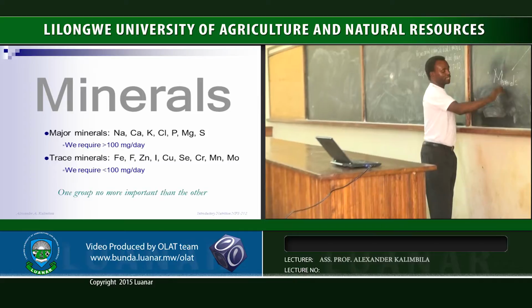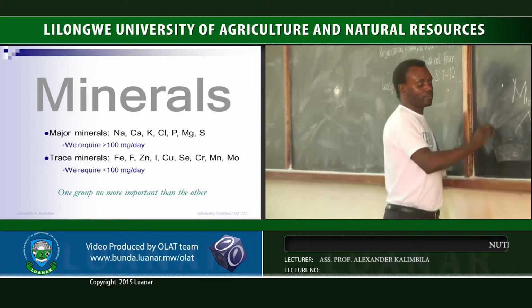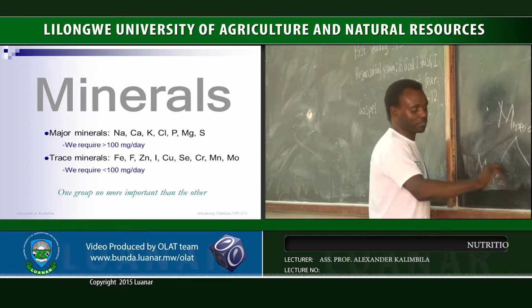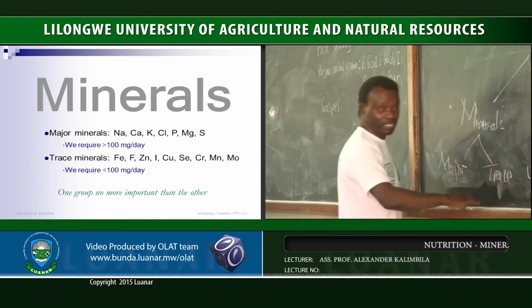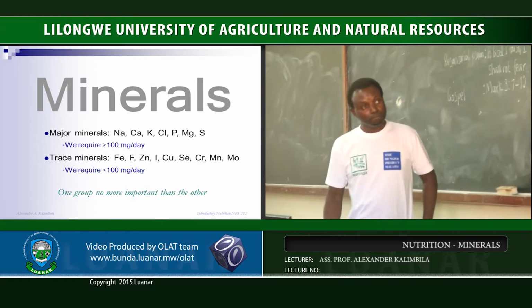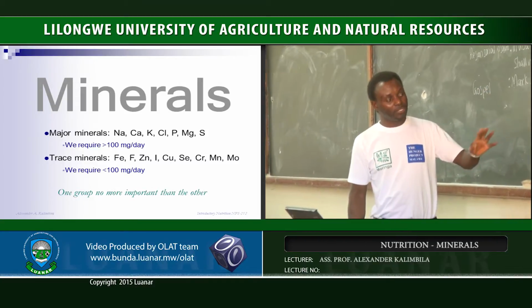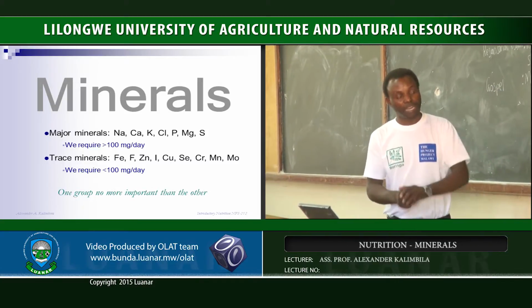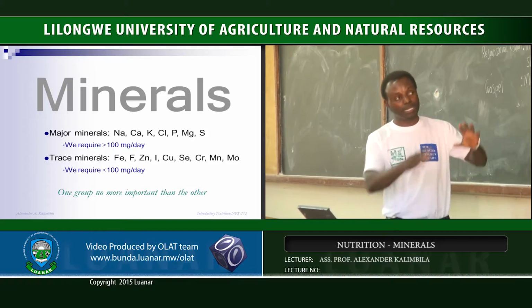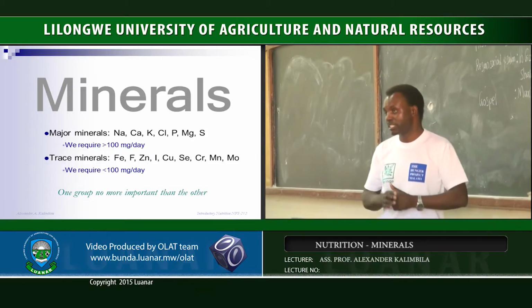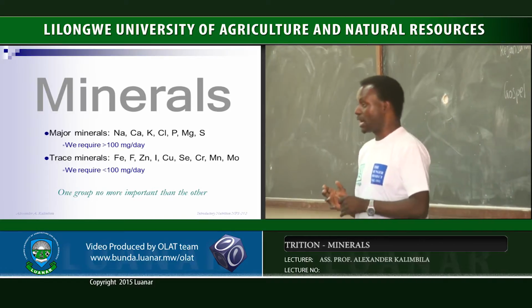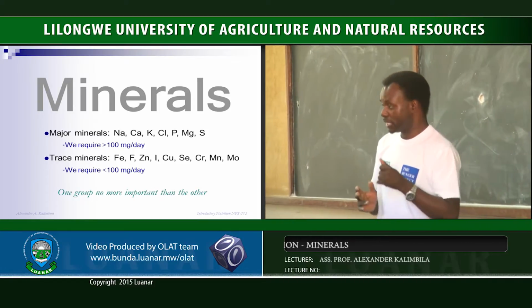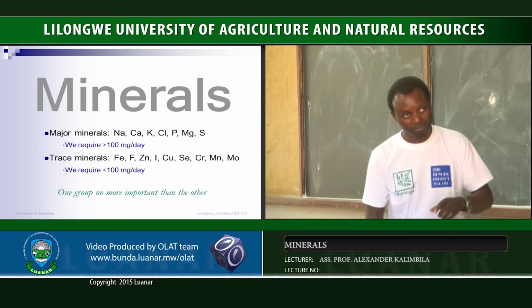The minerals are divided into two. There are major minerals and we have trace elements. Together, the minerals and vitamins are referred to as micronutrients. The macronutrients are water, carbohydrates, lipids, and protein.